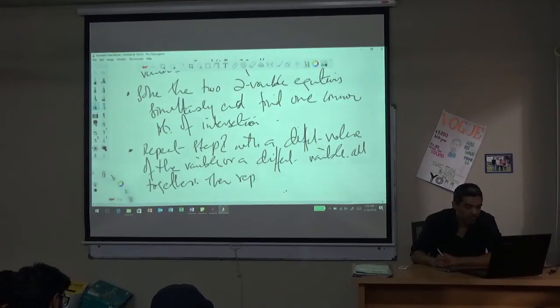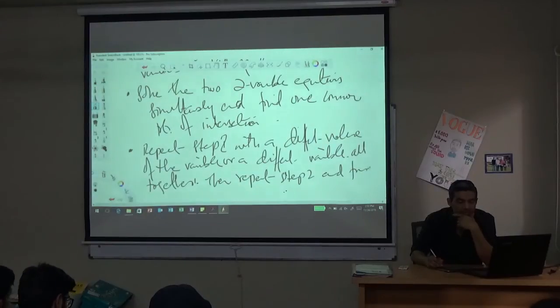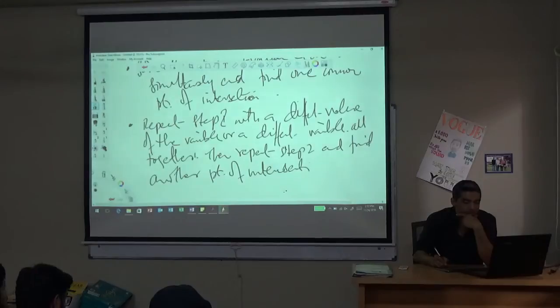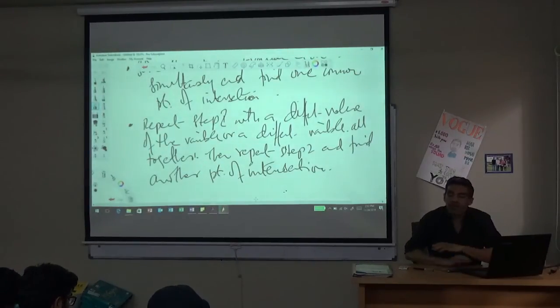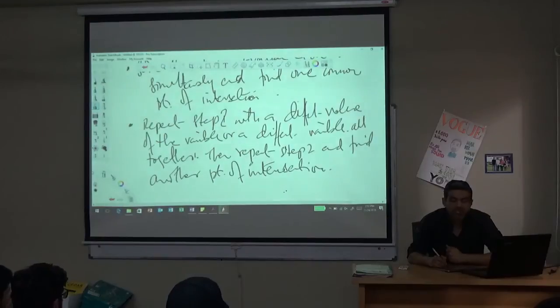Then repeat step 2 and find another point of intersection. Just repeat step 1 with a different value of the variable or a different variable altogether. Then repeat step 2 and find another point of intersection.